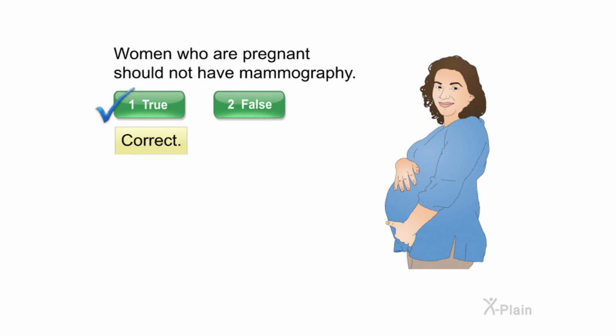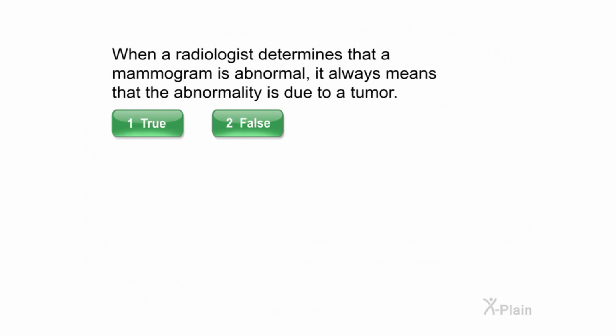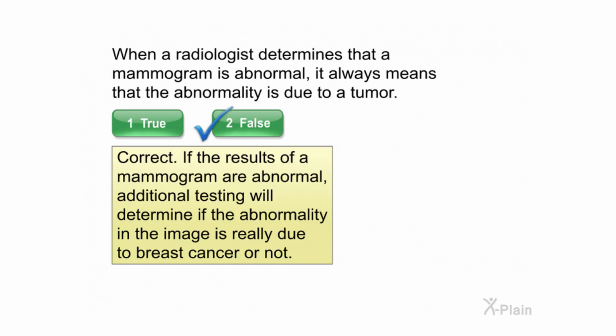Correct. When a radiologist determines that a mammogram is abnormal, it always means that the abnormality is due to a tumor. Select true or false. Correct. If the results of a mammogram are abnormal, additional testing will determine if the abnormality in the image is really due to breast cancer or not.